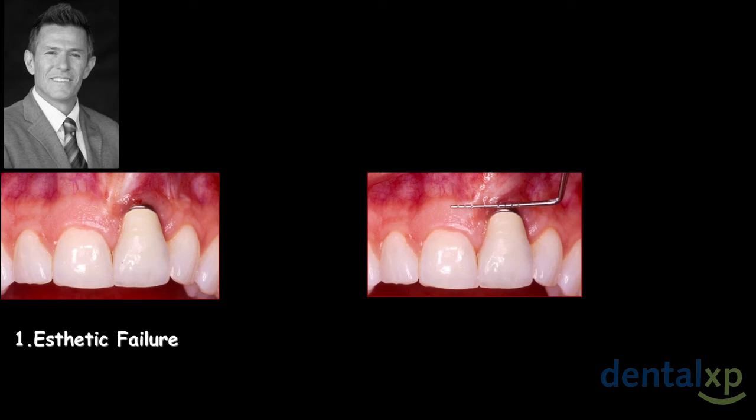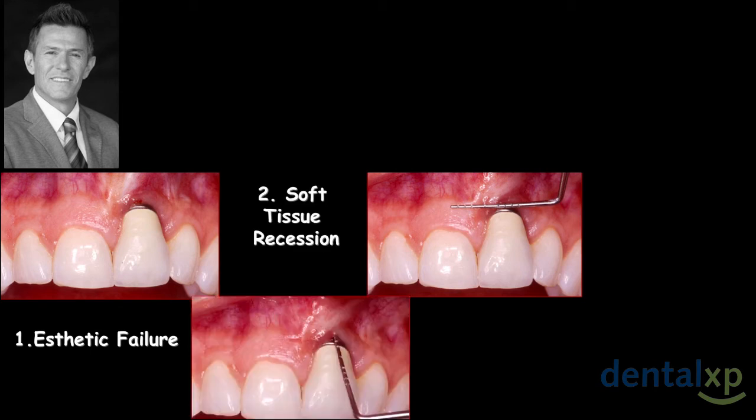There's no attached gingiva to speak of over the implant. We have soft tissue recession. We have an aesthetic concern. When we probe, the probe goes all the way down, almost 12, 13 millimeters. So we have bone loss, that's substantial, especially on the labial aspect.